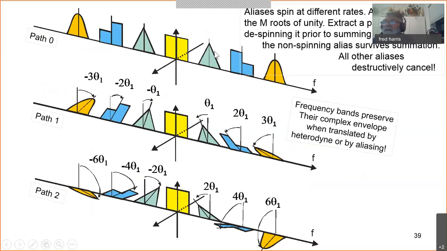These guys are rotating. Let's say he's rotating 10 degrees per sample in a 36 path filter: 0, 10 degrees, 20 degrees, 30 degrees. If I add up 36 of these guys, they are the roots of unity, and we know the roots of unity sum to 0. They destructively cancel at the summing junction. If I wanted to make this one not cancel, what you do is you de-spin them, move them back 10 degrees, move them back 20 degrees, move them back 30. In doing that, he inherits 0, 10, 20, 30. So the one you de-spin is the only one that survives the sum. That's such a neat little trick.